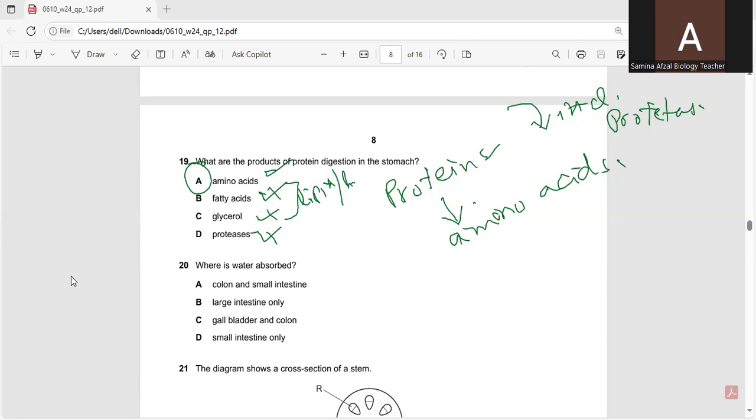Where is water absorbed? Colon and small intestine. Small intestine is where the digestion is completed, where the absorption takes place. So large intestine only. So only large intestine is there where the water absorption takes place. Gallbladder and colon. Again, gallbladder is where the bile is stored for some time. In the small intestine digestion takes place. So only B is the correct option.